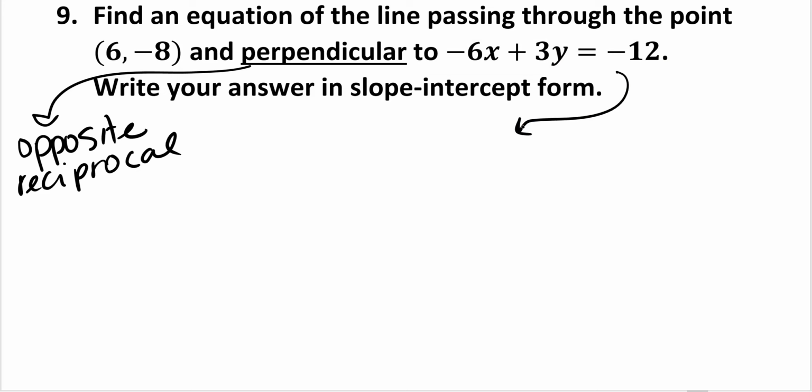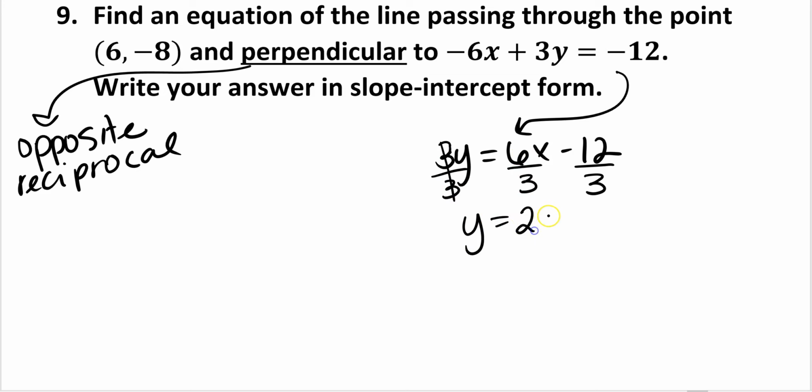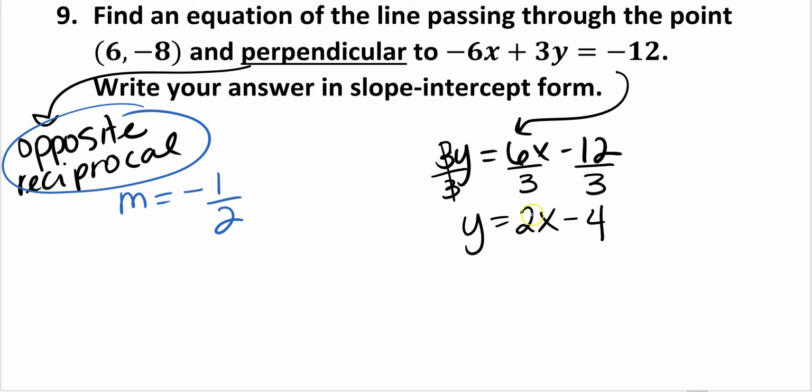So to start, I'm going to add 6x to both sides. So I have 3y equals positive 6x minus 12. And then I'm going to divide by 3 because I want it to be in slope-intercept form so I can identify the slope. So I have y equals 6 divided by 3 is 2, x, negative 12 divided by 3 is minus 4. So the slope of this line is 2. So the slope that we need that's perpendicular is going to be negative 1 over 2 because they're opposite reciprocals of this slope here.